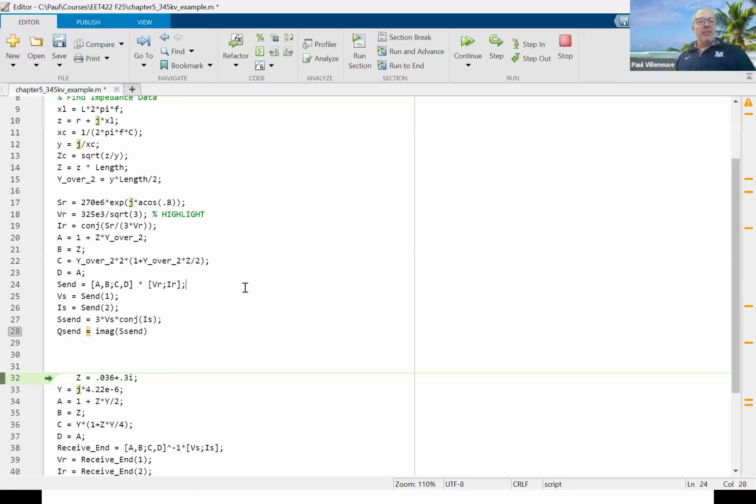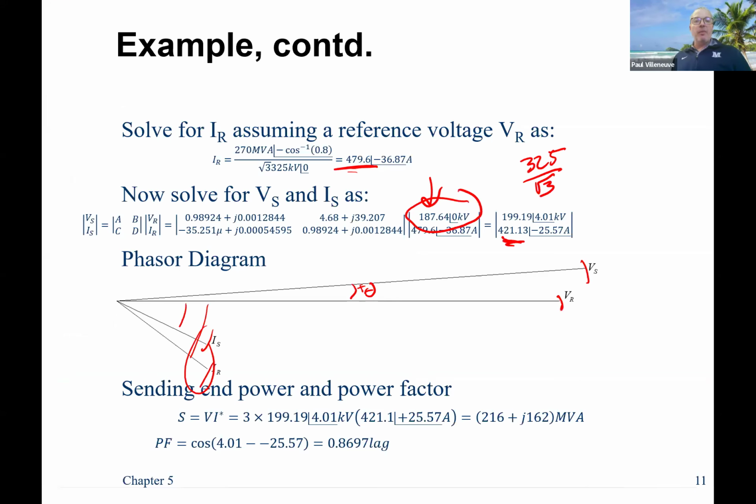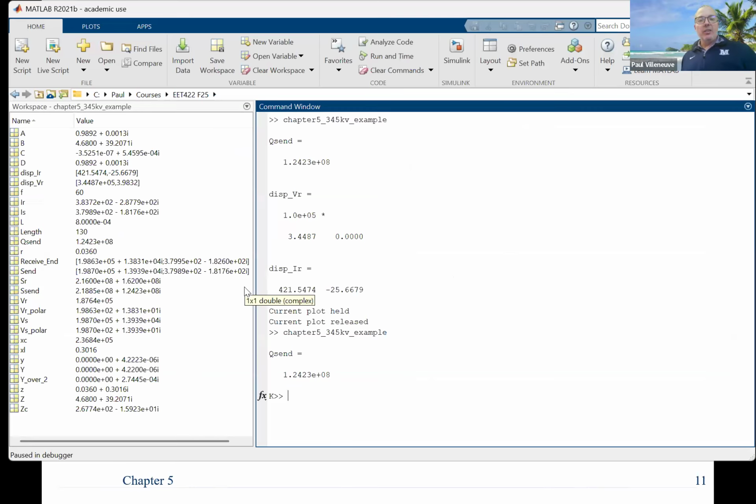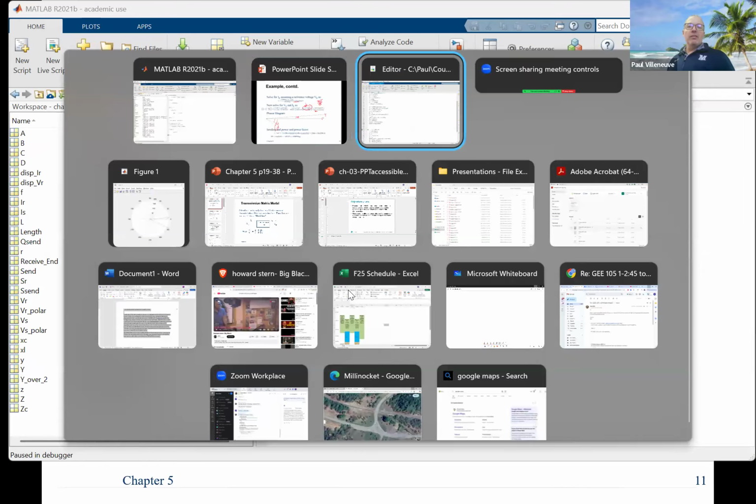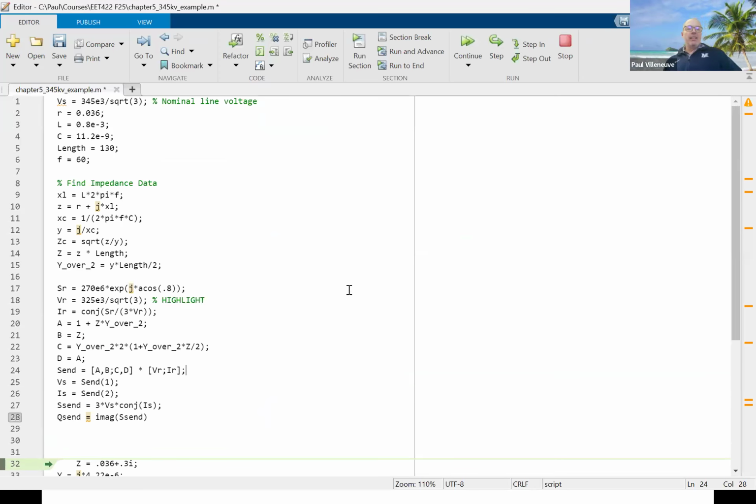But the angle, I believe, is right because the angle I said here was 25.57 and the angle over here is negative 25.66. So that's just a precision thing, right? Just being able to enter in a level of precision. So that's how you calculate it by hand. But a couple of key steps. Notice right here.